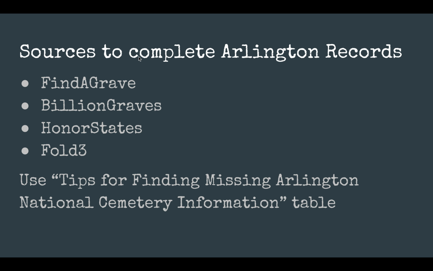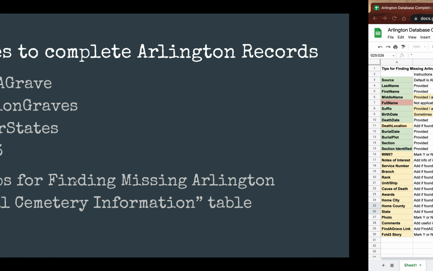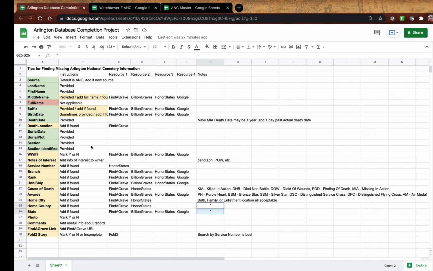The sources we're going to use to complete the Arlington records are Find a Grave, Billion Graves, Honor States, and Fold3. And you'll want to use the tips for finding missing Arlington National Cemetery information table. That's the one I showed you right here.